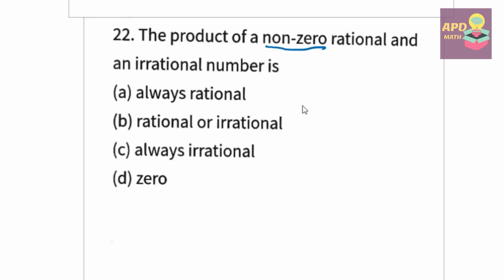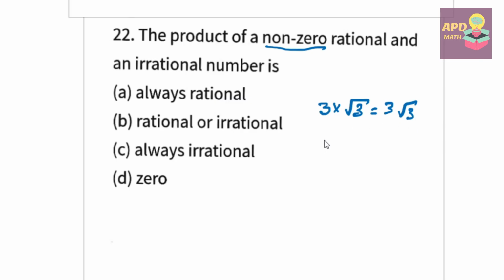So, an example of a non-zero rational number. Now if you want an example, we can take 3. 3 is a non-zero rational number. Product means it's multiplying with an irrational number. Root 3 is an irrational number. So 3 multiplied with root 3 is 3 root 3, and 3 root 3 is an irrational number.